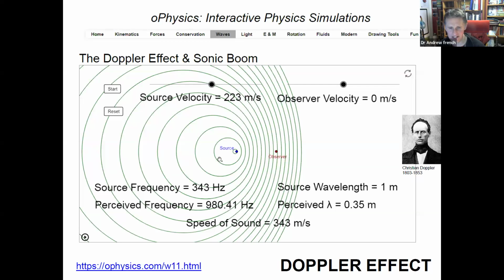All right. And now, why is this? Now, this is a great simulation. I'm afraid I didn't do this. It's from O Physics. It's a wonderful website, and it gives you all the information you need. And so you're going to see that the waves are catching up with the observer. So how might we actually do this?